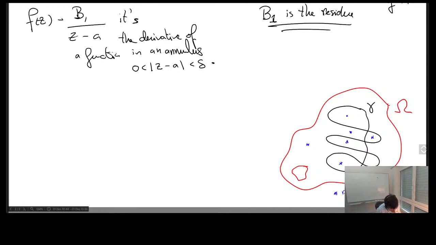Right, and so the function f is really only analytic in omega prime, where omega prime is omega without the removal of singularities, not in all of omega. Right? These are immovable singularities. Okay, yeah. Thanks for the question.